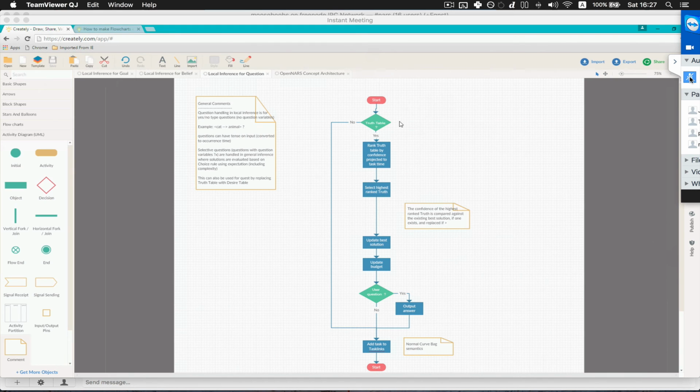Right, so that should still work then in that case. Okay, truth table. So the table exists. We rank the table by confidence projected to the task time, and the highest ranked value is the answer to the question. We select that. We update the best solution.